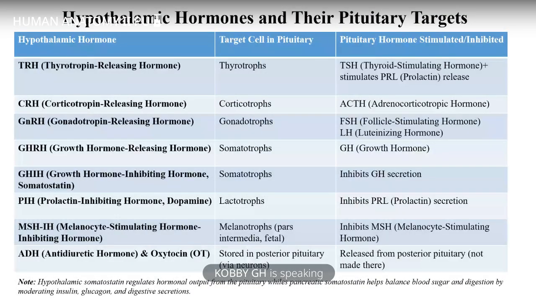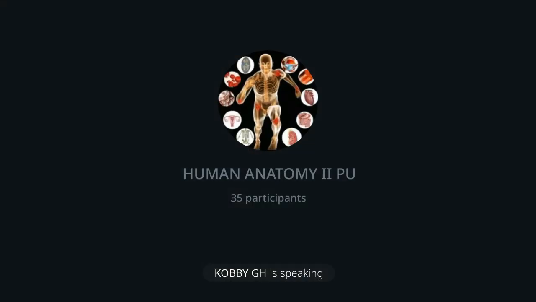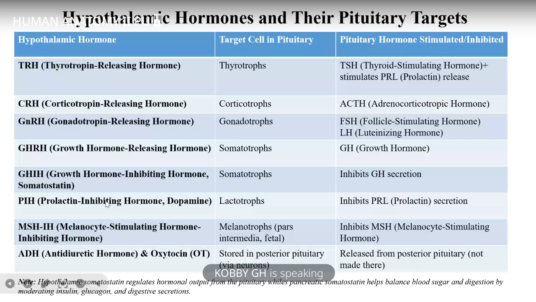All right, so I think we got to this slide: the hypothalamic hormones and their pituitary target. Over here we have the hormones produced by the hypothalamus. We have the thyrotropin releasing hormone, the corticotropin releasing hormone, the gonadotropin releasing hormone, growth hormone releasing hormone, the growth hormone inhibiting hormone, the prolactin inhibiting hormone, dopamine, and the melanocyte stimulating hormone. So all these 7 hormones, they go straight to the anterior pituitary.